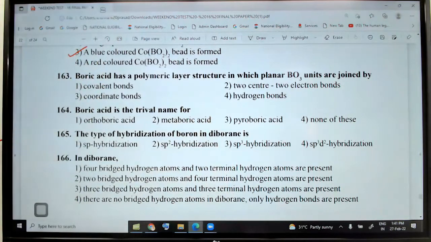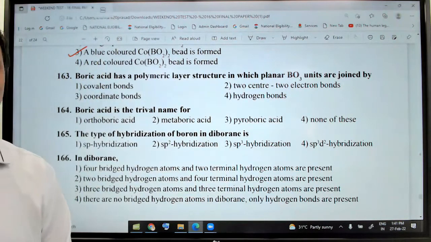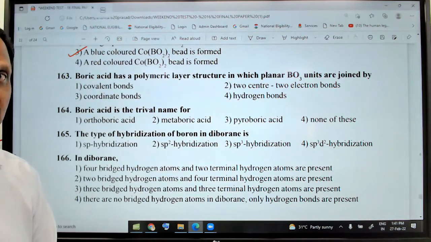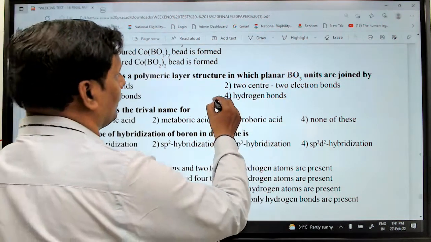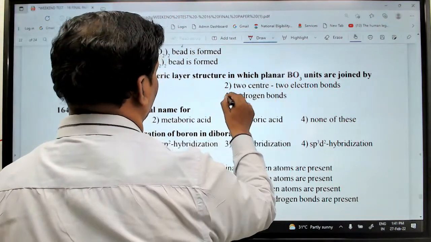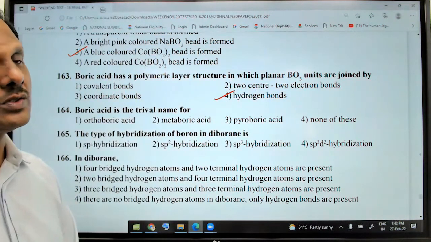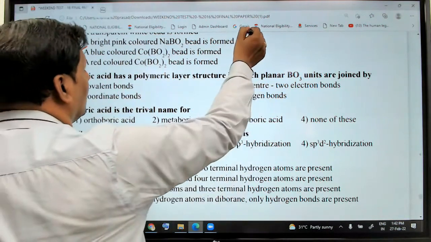Next, 163. Boric acid has a polymer layer structure in which planar BO3 units are joined by, I think I said it when we discussed it very clearly, hydrogen bonds. What is boric acid? Is it a trivial name for orthoboric acid, metaboric acid, pyroboric acid, or none of these? Very simple. This is orthoboric acid.